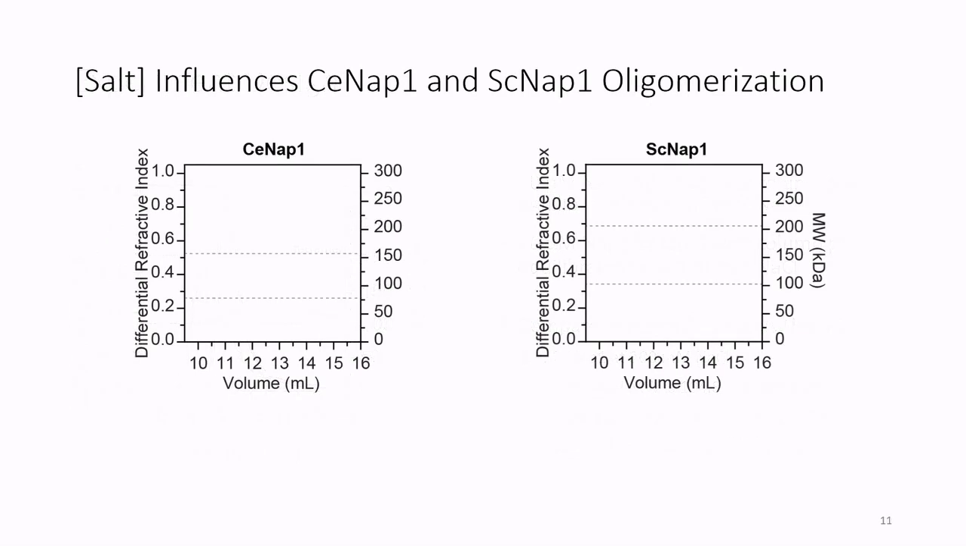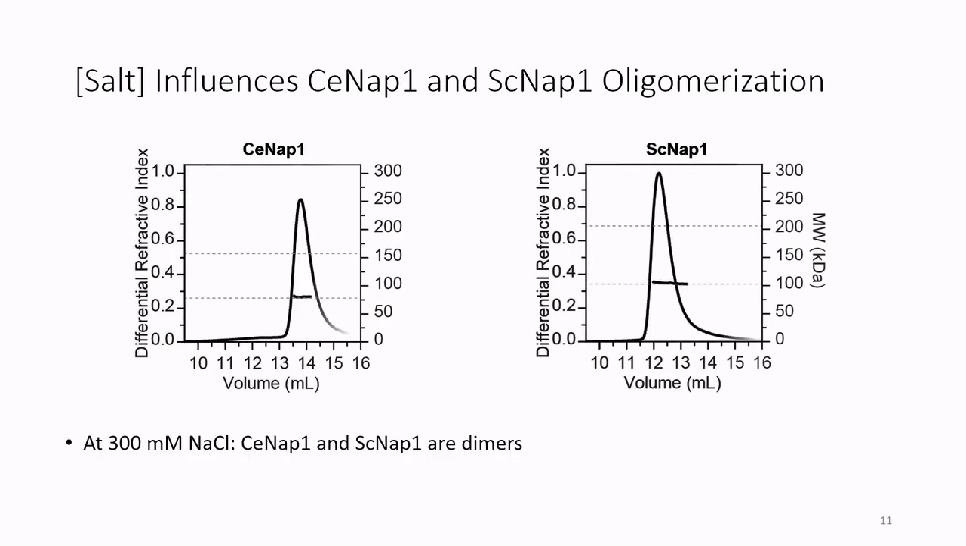Here we're going to talk about how salt concentration affects the worm and yeast Nap1 oligomerization. We see that at 300 millimolar NaCl, both worm Nap1 and yeast Nap1 are dimers. We can tell because the molecular weight trace for both worm Nap1 and yeast Nap1 rests on the dimeric theoretical molecular weight line and is fairly flat and represents a homogeneous species.